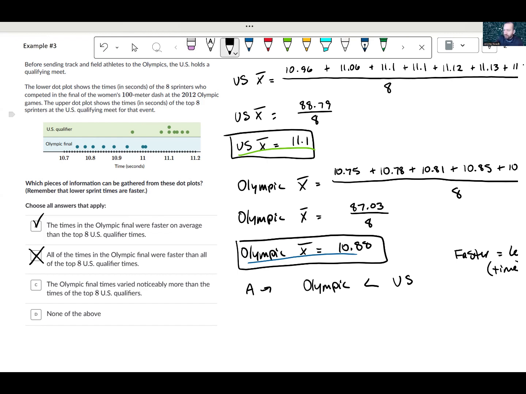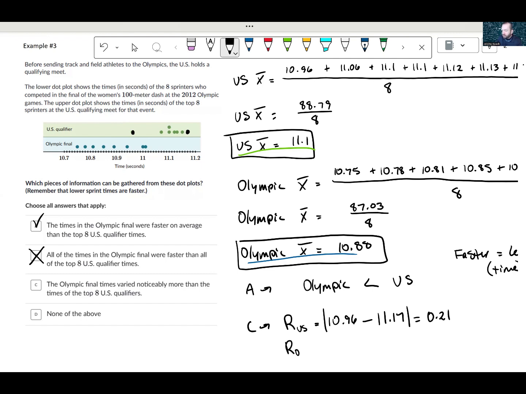So here, if we just look at our range, let's start with the US. The range for the US times, it looks like 10.96 was our lowest time. And again, you can estimate with this. You don't have to do the math for this. I'm just showing you that you can calculate mathematically by checking the minimum minus the maximum, finding the absolute value. We get about 0.21 for the range for the US times.